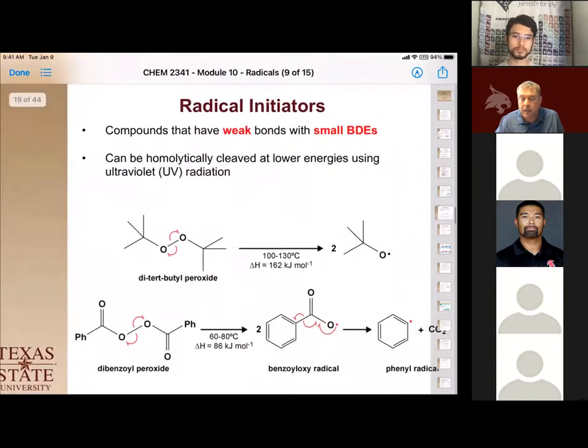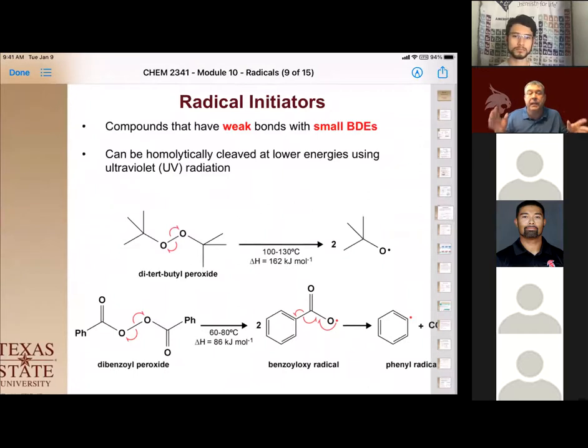Okay, so I said before, on that big table, we had that group at the bottom that had very small bond dissociation energies, and that gave weak bonds. That means they were easy to break. So even with low energy, like light or heat, we can break that apart, dissociate it to give us two equivalents of radical. And then those two equivalent radicals can go off and initiate or react with other substrates.